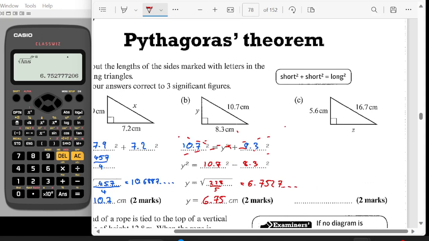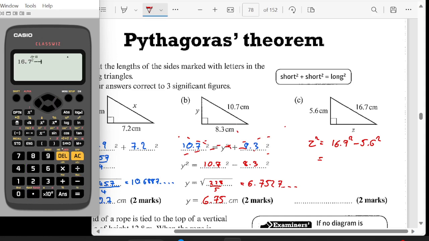Okay, and then for the final one, a bit more independence for myself here. I'm going to say that 7 squared is equal to 16.7 squared minus 5.6 squared. Then I'm going to work that value out. And again, I keep missing my decimal out because I'm tapping on my screen. 0.5 minus 5.6 squared, that's going to give me, in my solution, 24753 over 100.